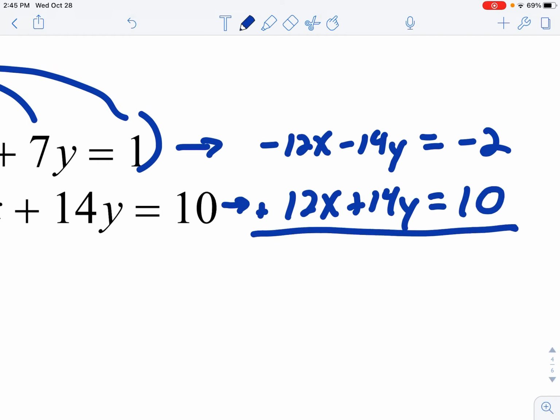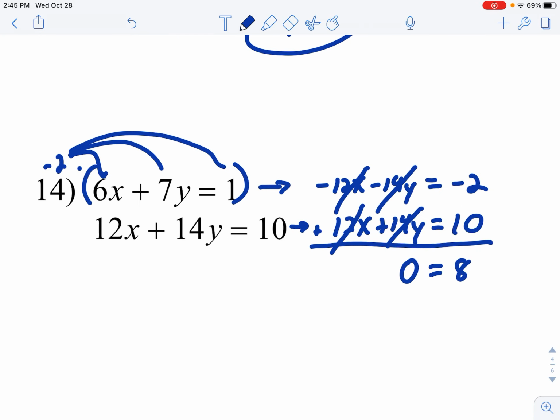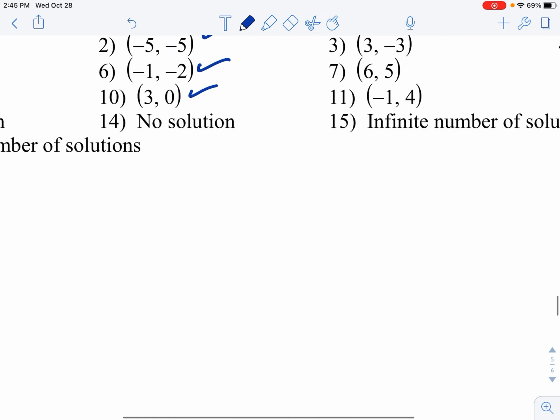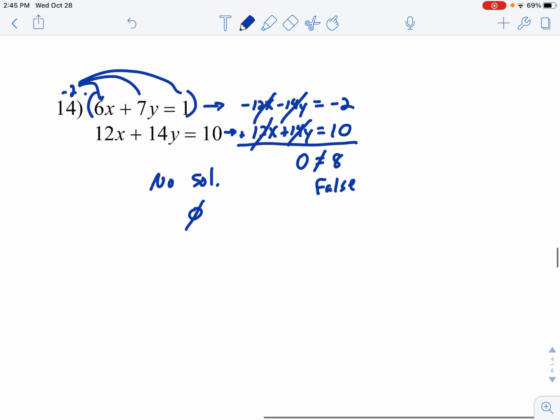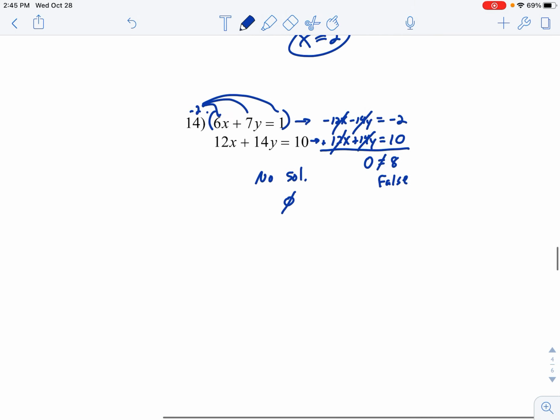Negative 12x plus 12x cancels. Negative 14y plus 14y also cancels. The variable's gone. What's left? Nothing. 0. Negative 2 plus 10, that's 8. So if there's no variable left, you cannot solve this completely. Then ask yourself, does 0 equal 8? No, that's a false statement. Remember, false statements mean no solution. Or if you prefer, you can use the no solution symbol. So number 14, right there, no solution. Notice when you get a no solution, you don't have to do all of this extra work like you do in the other problems. It's just that.